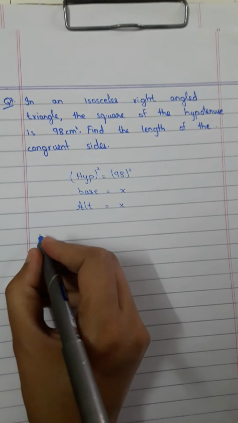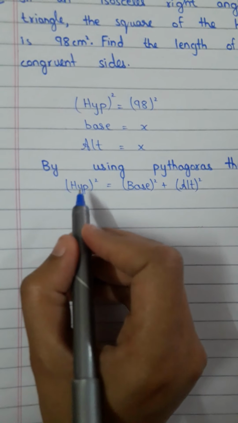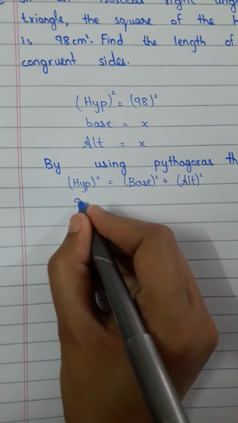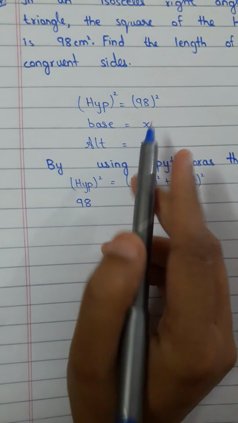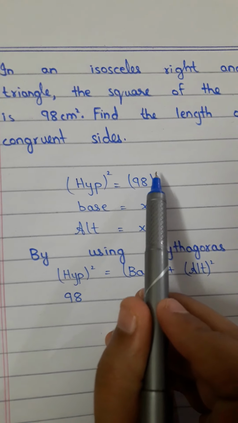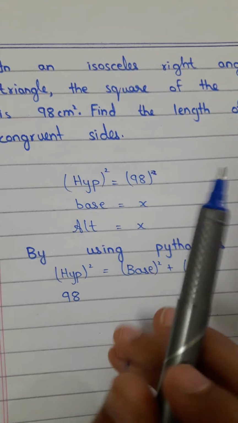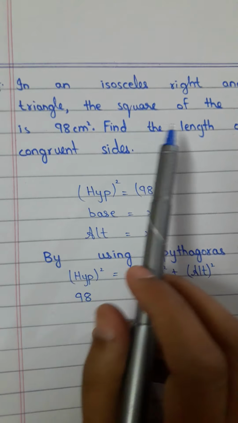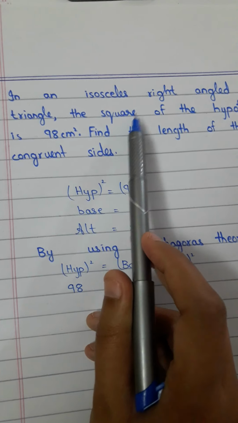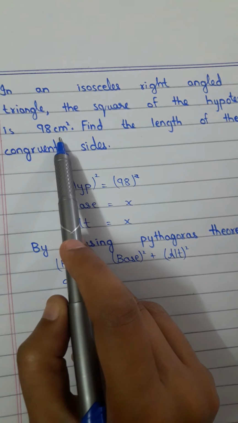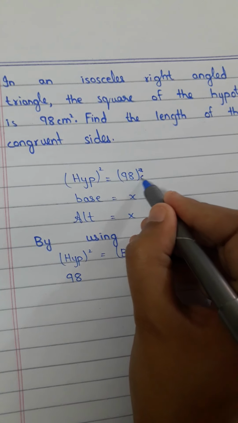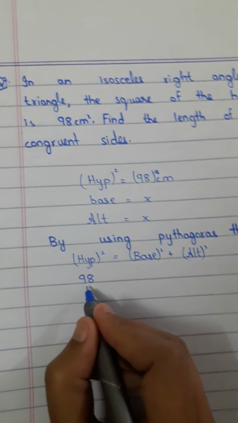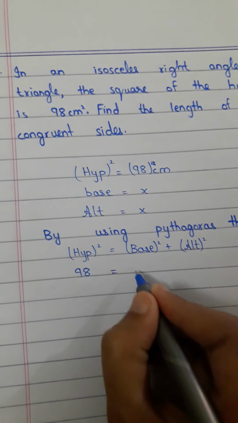Clear? Same as that, by using Pythagoras theorem: height square is equal to base square plus altitude square. In the place of height square you have to put 98. You don't put the square here, because here the square of height is given to you. Look at the statement again. The square of height is 98, so it is 98 centimeter square and it is a square of height. So put 98 just now.